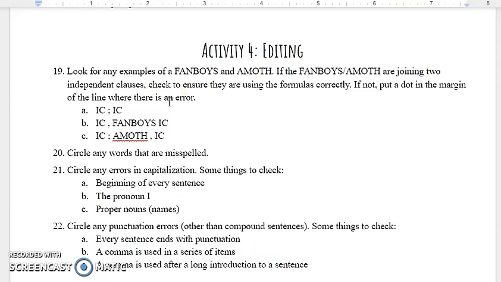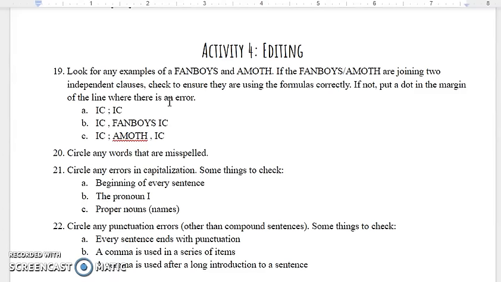And so one of our big focuses this year has been compound sentences. And you, by this point, should not have any errors in a compound sentence. When you recognize you have two independent clauses, you should be using the correct formula. So they went through and put a dot in the margin of the line if there was an error with a compound sentence. Look through your essay. Do you see any dots in the margin? If so, pause the video, rewrite that sentence or adjust the sentence so that it fits one of the compound sentence formulas. If you don't see any dots, then let's keep moving.